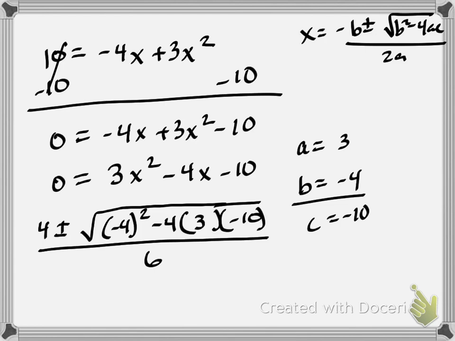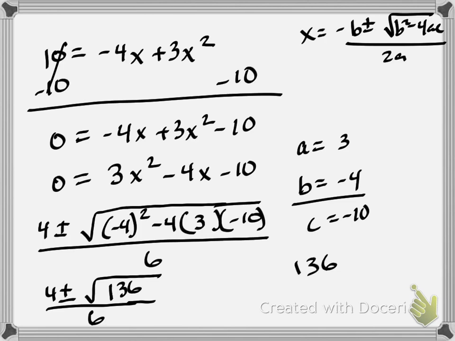Okay. Now, if I were to simplify underneath the square root, I get 136 over 6. Okay. Just like on the second problem we did, we want to see if 136 has any perfect squares hiding inside it. And if I do that, I get 2 and 68, and then 2 and 34. So I do have a pair.